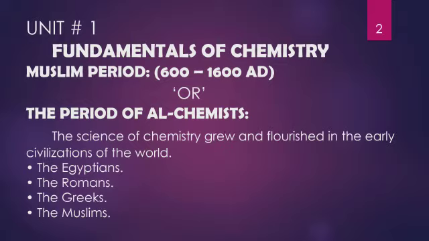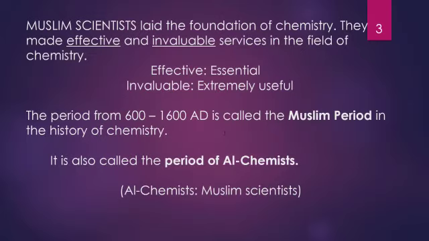For example, the major civilizations that made great efforts to develop this subject were the Egyptians, the Romans, the Greeks, and of course the Muslims. Now, among all these civilizations, why are we going to discuss only the Muslim period? It is because Muslim scientists actually laid the foundation of chemistry. These were the Muslim scientists who made effective and invaluable services in the field of chemistry.